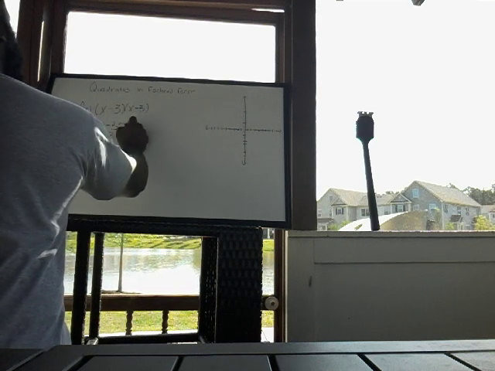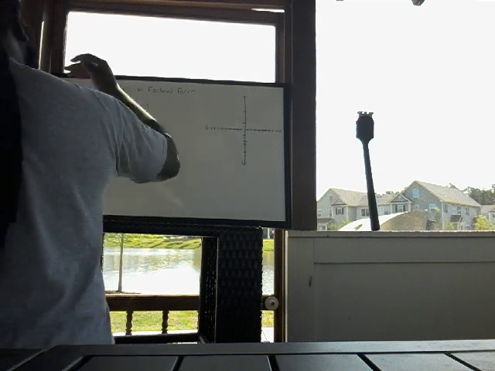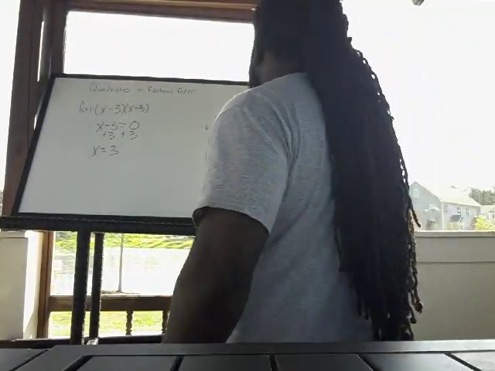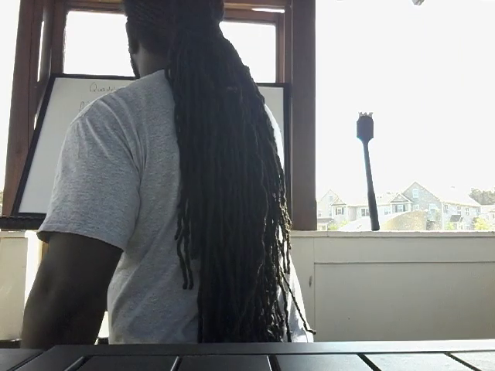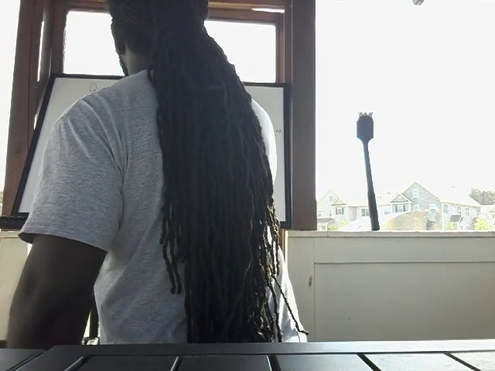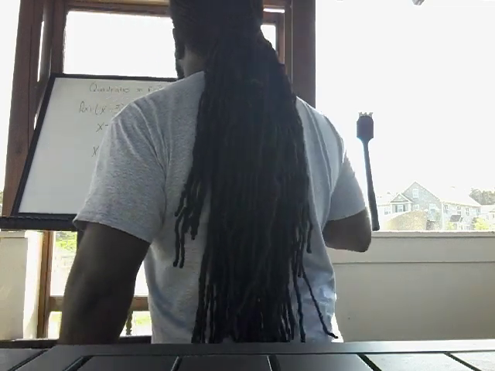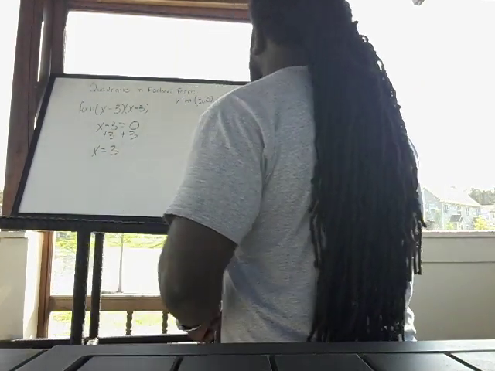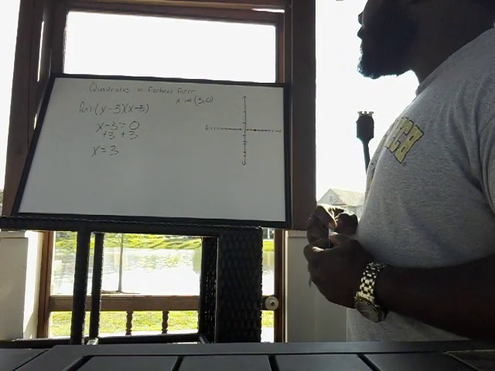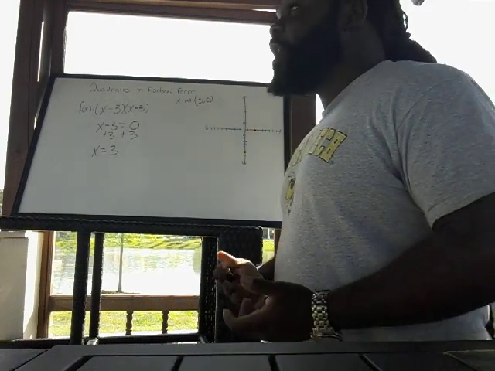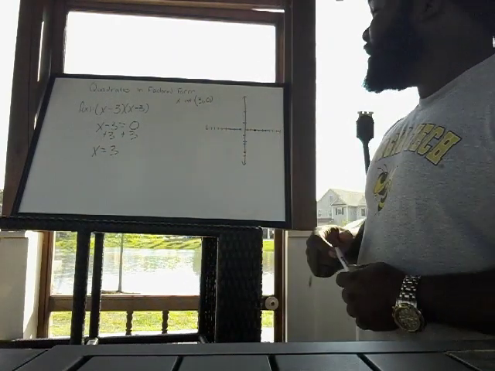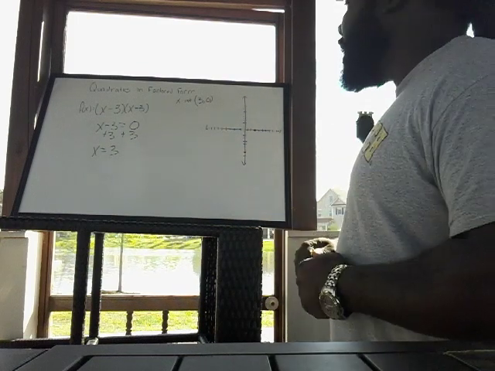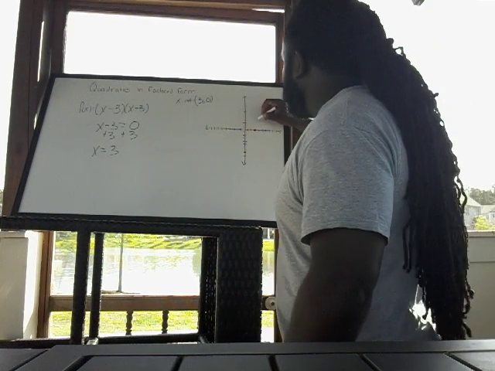Add 3 to both sides right here. And that's going to let me know that my x-intercept here is 3. That's my only x-intercept. I can go ahead and plot that point right here. So my x-intercept here would be 3, 0. That's my only x-intercept. Now, I don't have another x-intercept, so this means that this right here is going to be my vertex. So I can draw a line through here.